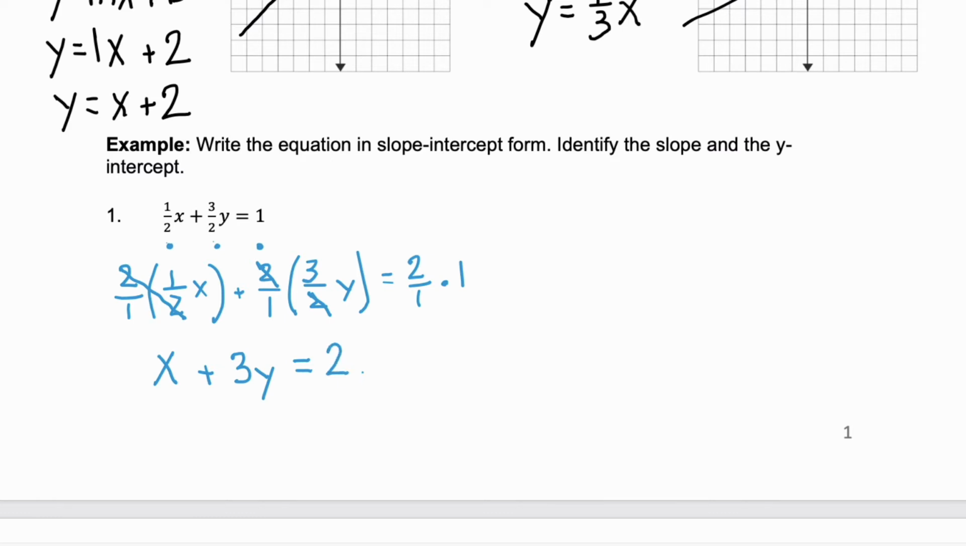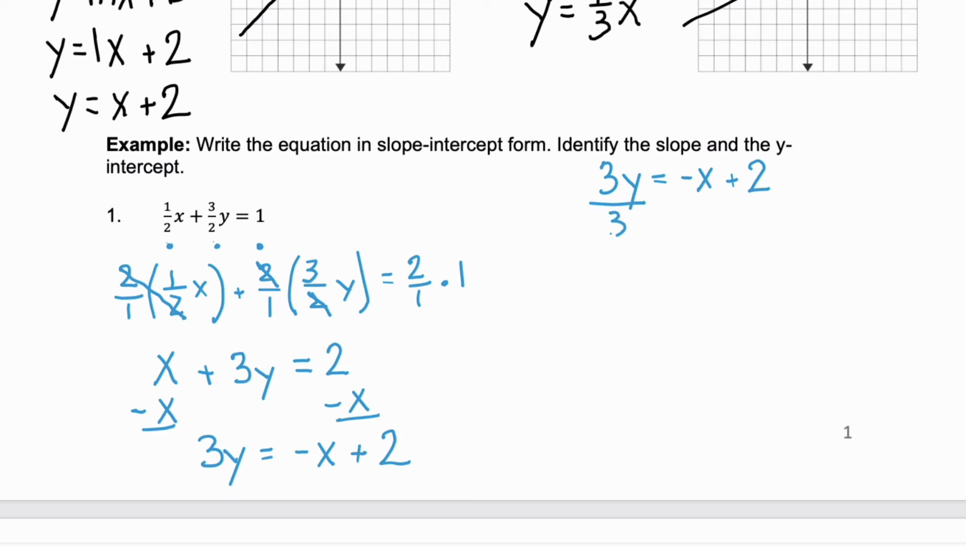Well, now we need to isolate the y in order to have this in slope-intercept form. So let's subtract x from both sides. That leaves us with 3y equals negative x plus 2. I'm going to rewrite that over here. 3y equals negative x plus 2. Now, to isolate y even further, we need to divide each term by 3.